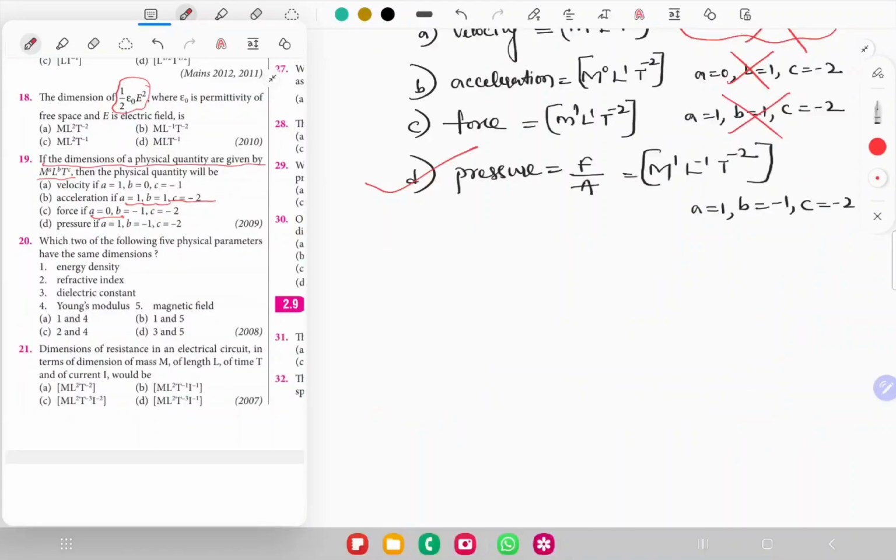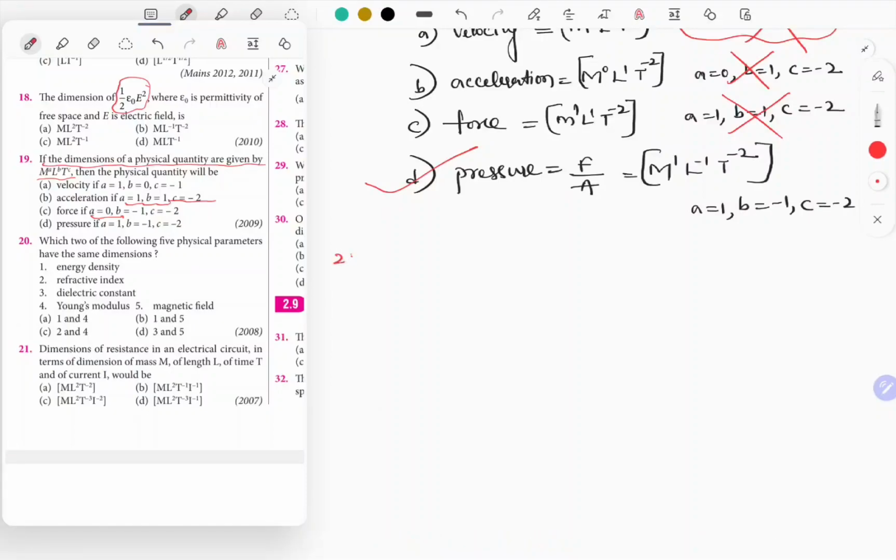Let me solve question number 20. So what's the question they're asking?